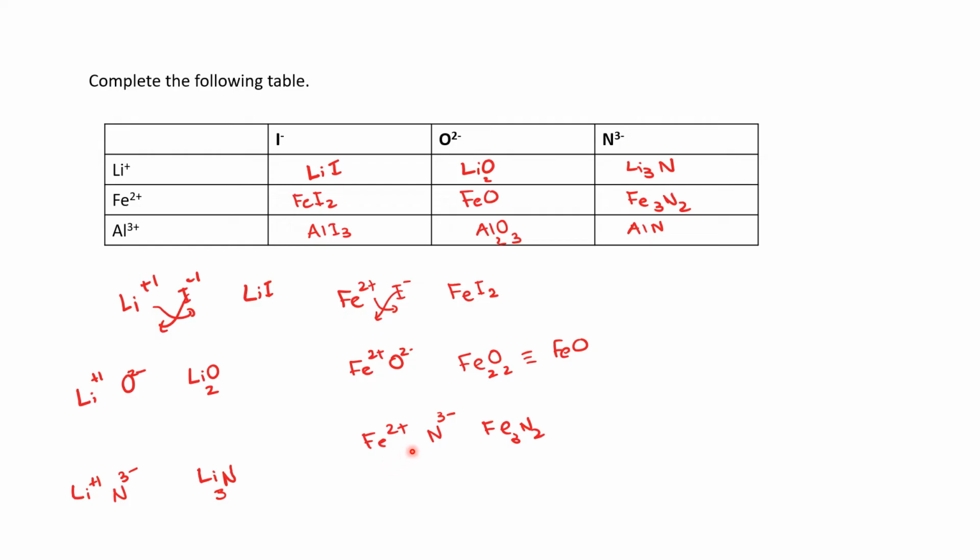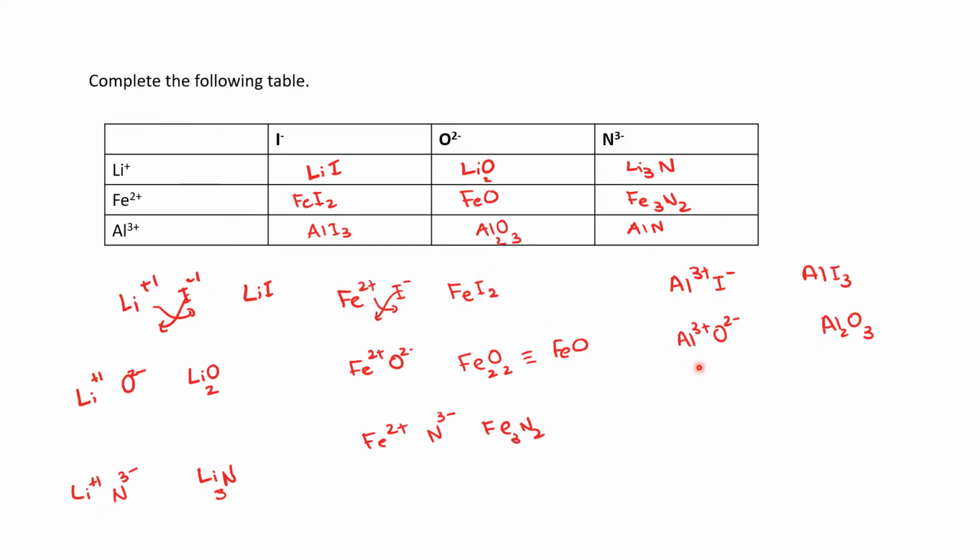Iron has 2+ and nitrogen has 3-. So we are going to do the crossover method, and we are going to end up with Fe3N2. Aluminium is 3+ and iodine is 1-. So we are going to do the crossover method, and we are going to end up with AlI3.